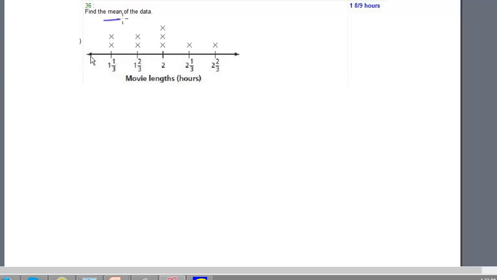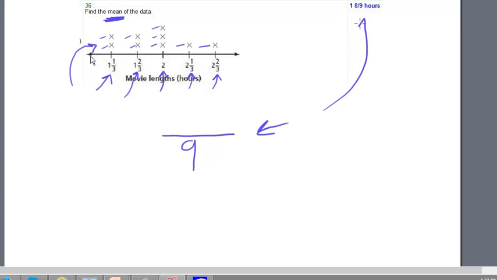Okay, so this problem says find the mean. So we want the average of this data. And we have 1, 2, 3, 4, 5, 6, 7, 8, 9 items, or 9 data points. So we're going to divide everything by 9. So what we're going to do is add 1 1/3 2 times, because we have 2 of those. Then add 1 2/3 2 times. Add 2 3 times. Then add 2 1/3 once, and 2 2/3 once. Add those all together, divide by 9, and you will get your answer, 1 8/9 hours.